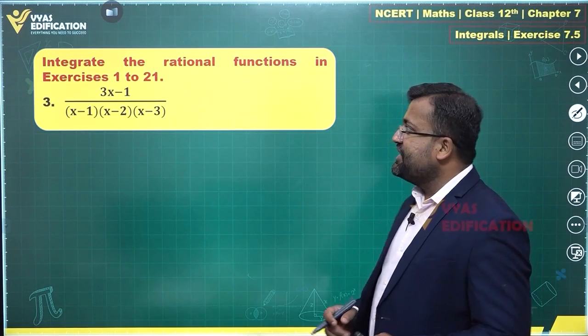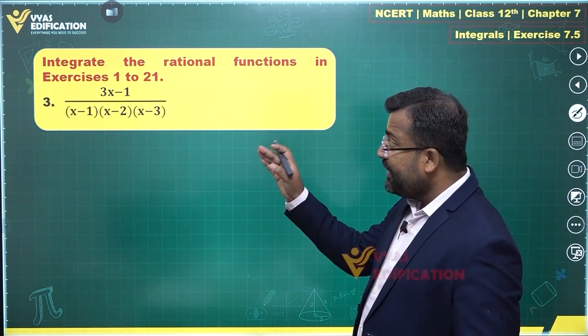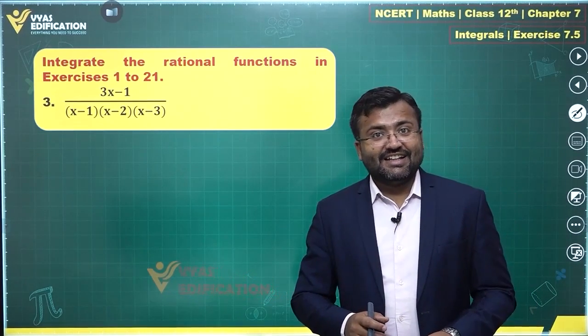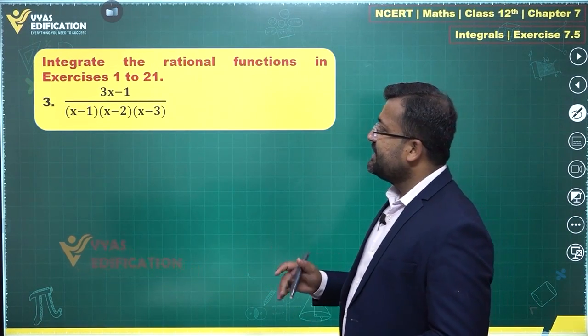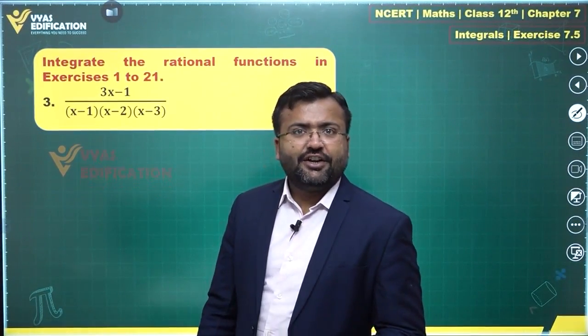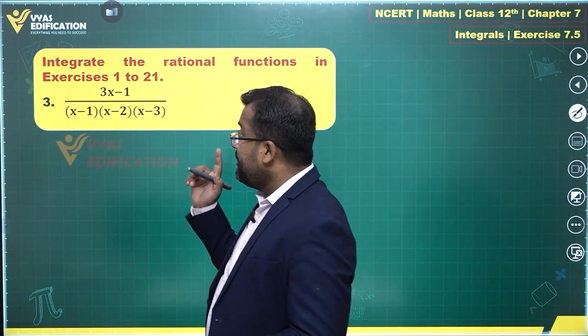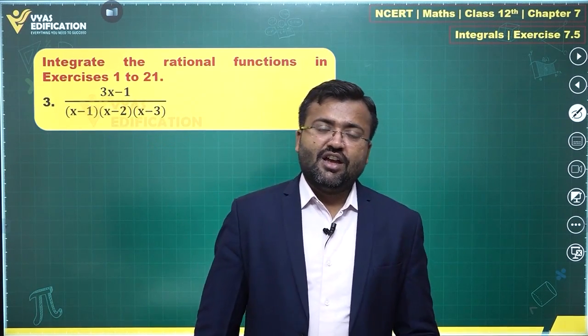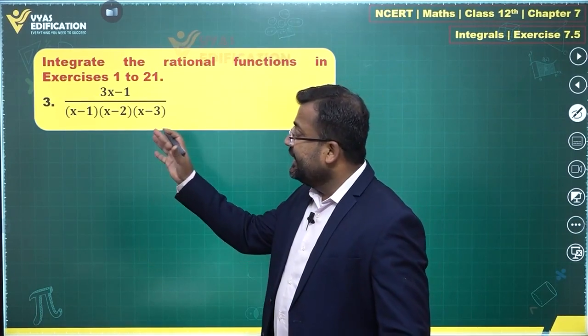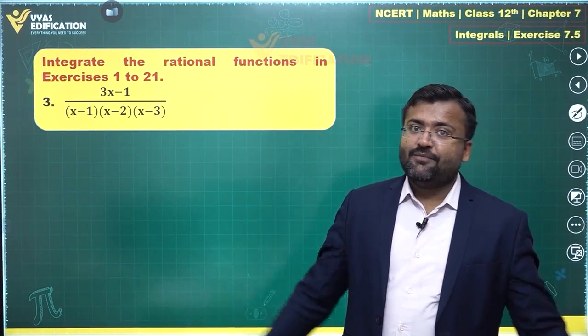The third question says integrate 3x minus 1 upon x minus 1, x minus 2, x minus 3. Now how do we integrate this particular expression? Once again, the first thing that you observe is whether the degree of the numerator is less than the degree of denominator. Yes. Whether the denominator has been factorized. Yes. Since first and second are okay, we directly want to convert into partial fractions and then we'll integrate.